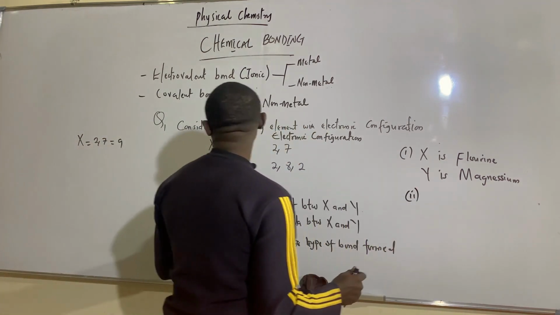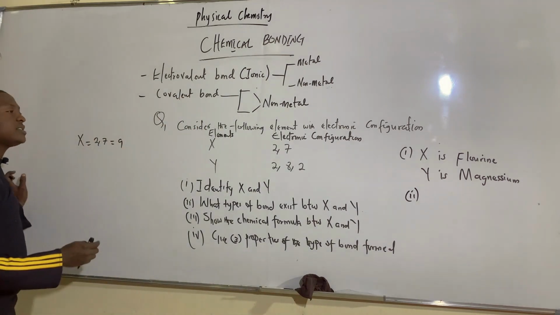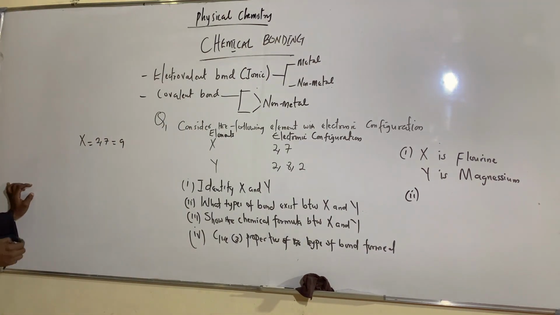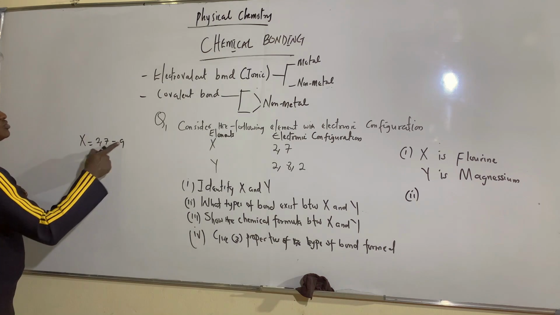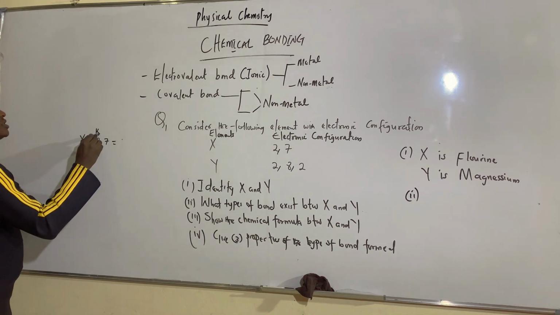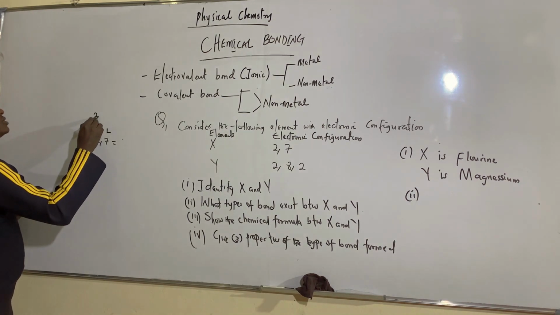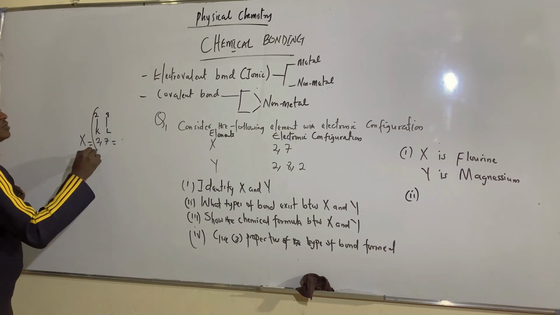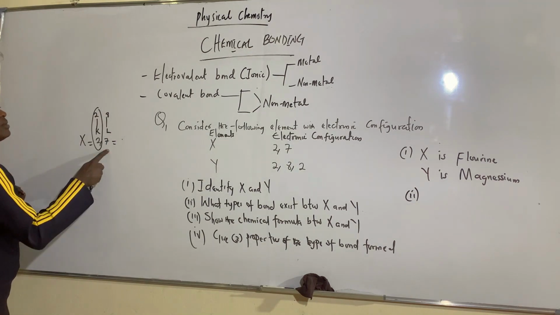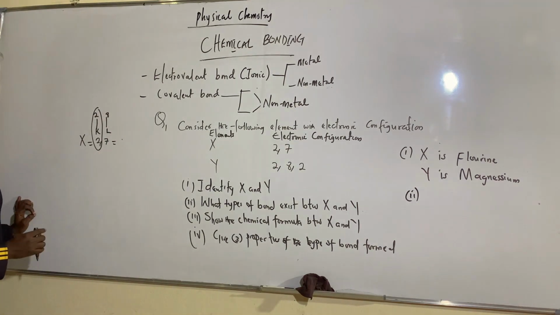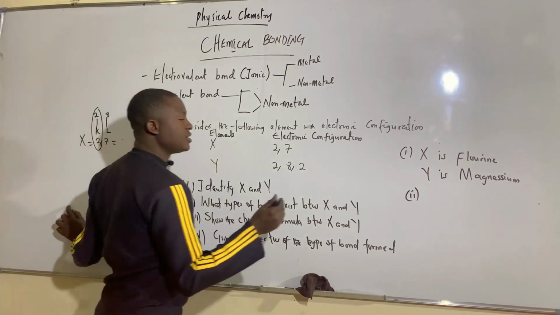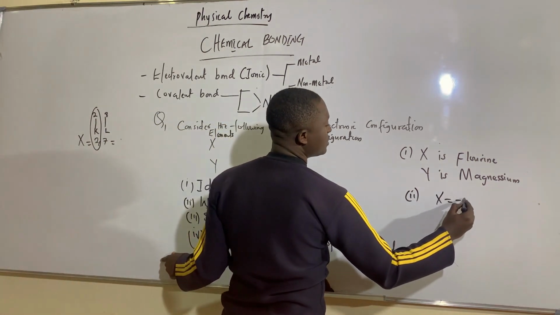For the second question, the first thing we are going to do is write out the oxidation number of X and Y. X is 2, 7. That's K shell, L shell. So this must be 2 and this must be 8. It balanced the first shell, but the second one is not balanced. It didn't want to balance. So that means I can say X is -1.